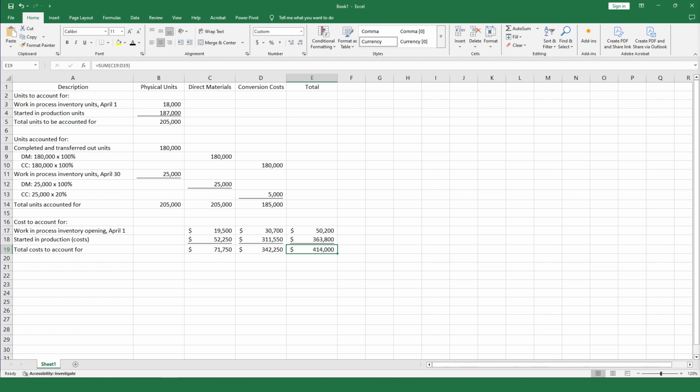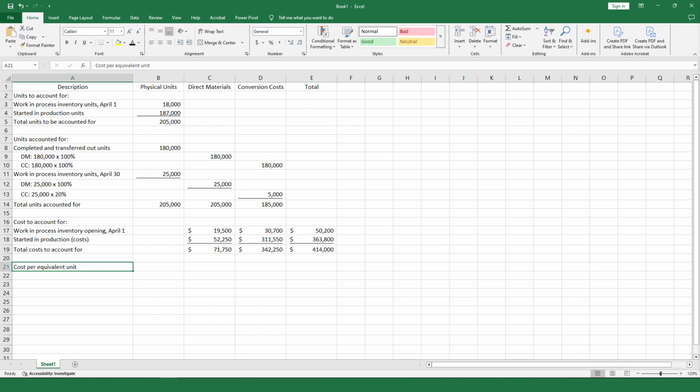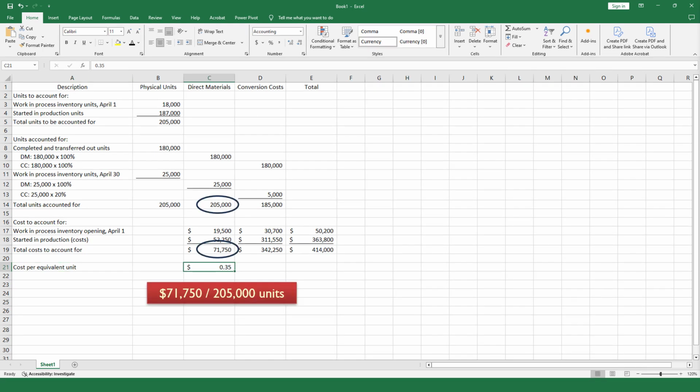To calculate the cost per unit for both direct materials and conversion costs, we're now going to take the total costs and divide it by the number of equivalent units for each column. Using the headings cost per equivalent unit, we calculate this for both direct materials and conversion costs. To calculate the cost per equivalent unit for direct materials, we take the total cost of the direct materials, $71,750, and divide it by the total equivalent units, 205,000. 71,750 divided by 205,000 units is equal to 35 cents per equivalent unit. That's what the direct material cost per equivalent unit is.